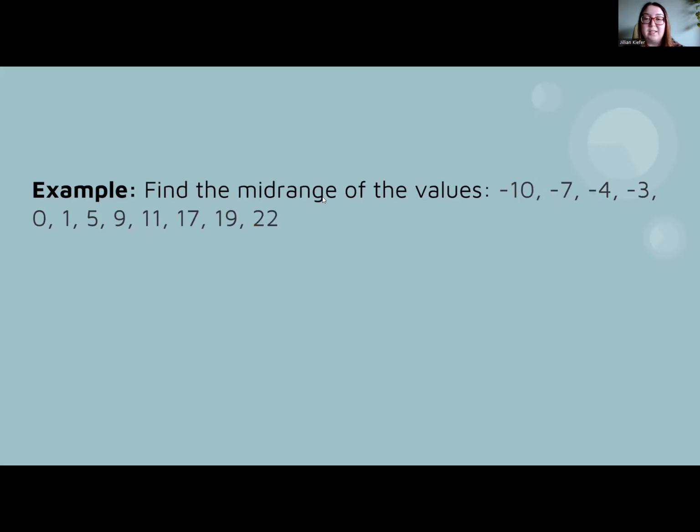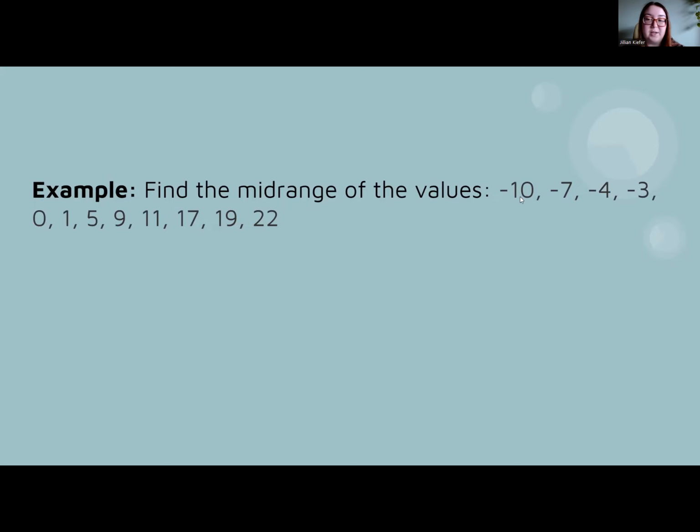So now we can find the mid-range of these values. -10, -7, -4, -3, 0, 1, 5, 9, 11, 17, 19, 22. Sounds familiar. We have the same kind of range here that we're using a couple times. We said the mid-range would be the mean using the lowest value and the highest value.